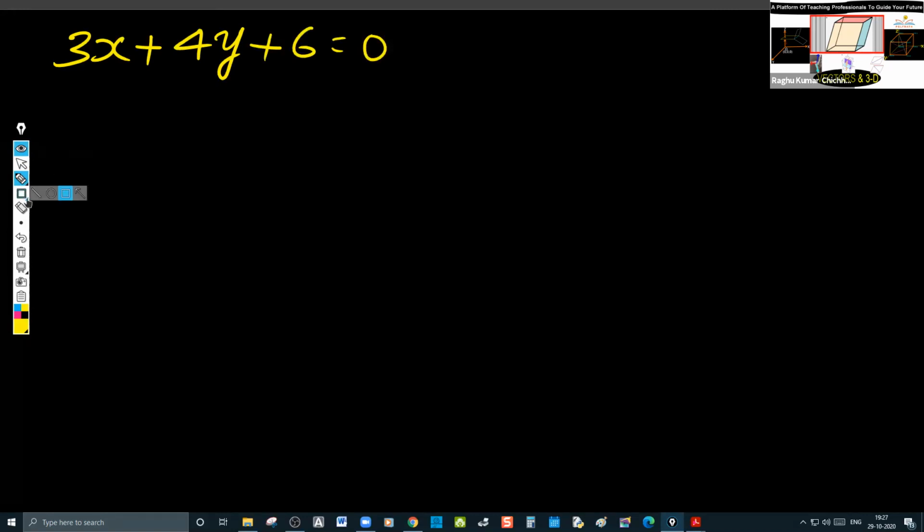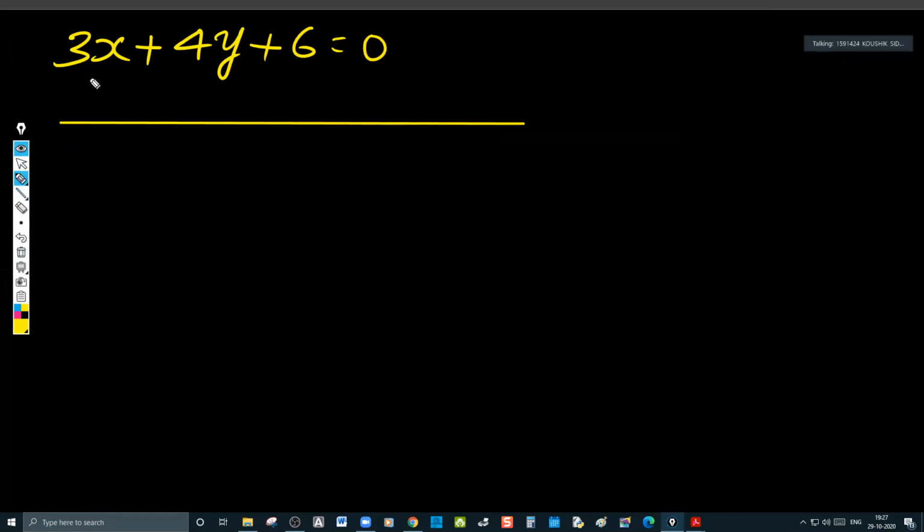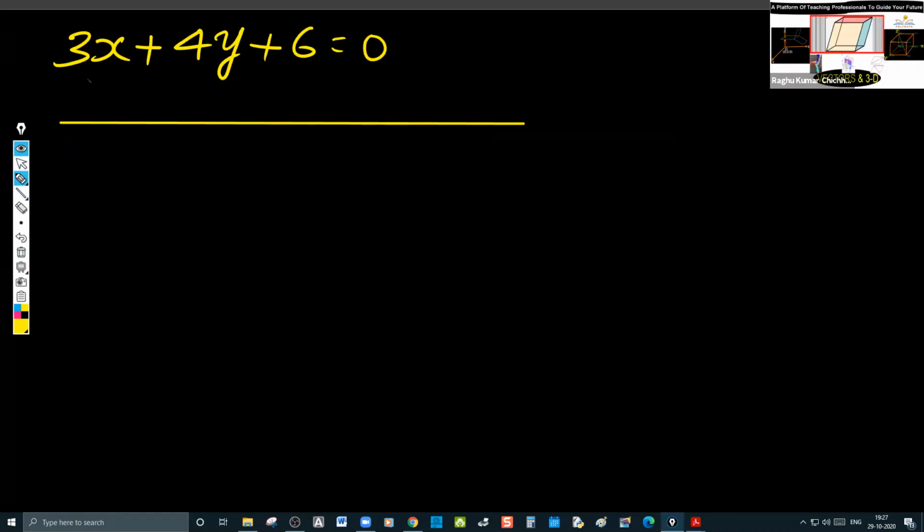Now I am creating 3 points on it, because I want to form a question. Now I'm forming a question on 3 collinear points. I'm teaching you how to form the question first. If you understand forming the question, you can recognize the answer very easily. Do you understand what I'm saying, Kaushik?